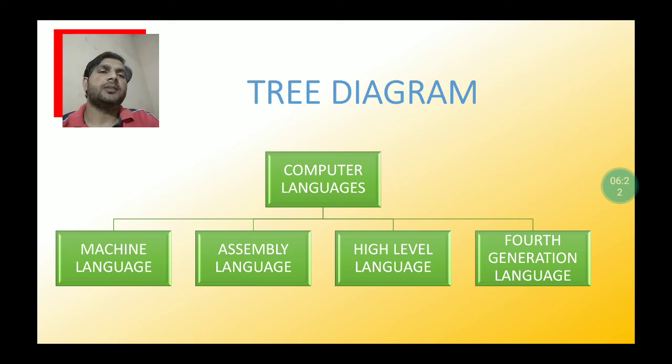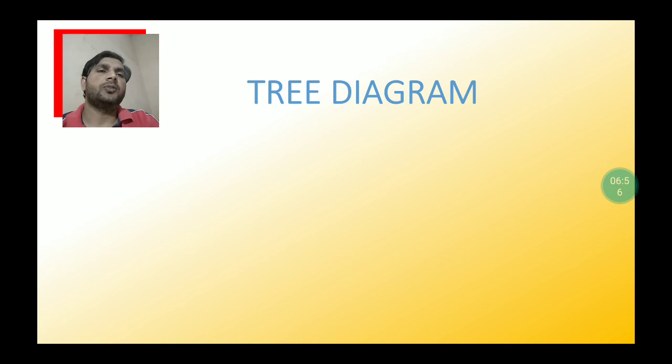So computer languages are categorized according to machine language, assembly language, high level language, and fourth generation language. So you have to draw this tree diagram as I explained you while I explained you the chapter. So you have to draw this diagram also on the blank page, white blank page on your notebook on the left side. Next, there is another tree diagram also in this chapter. You have to draw in your notebook.